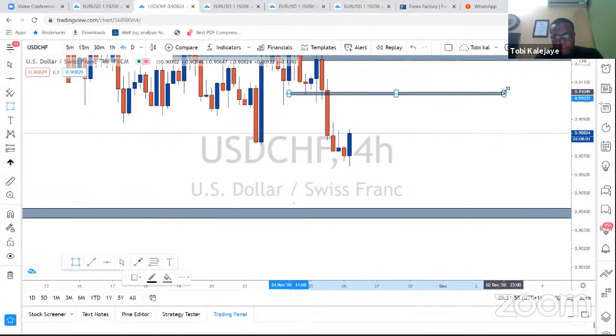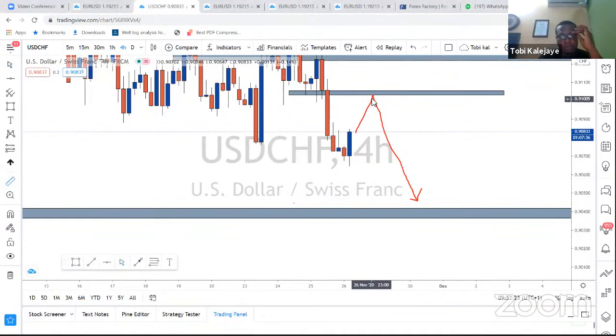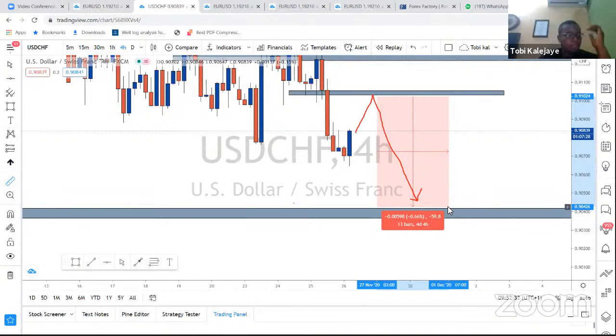Let's mark this point out. We can expect that price should come back to retest this point, right? You can expect that price will come back to retest this point and then sell back here. Okay, so that would be about how many pips if that happens? So you have about 60 pips to catch on this particular trade, with an expectation that it will play out as we're anticipating, okay?